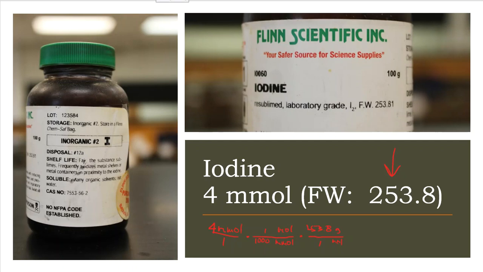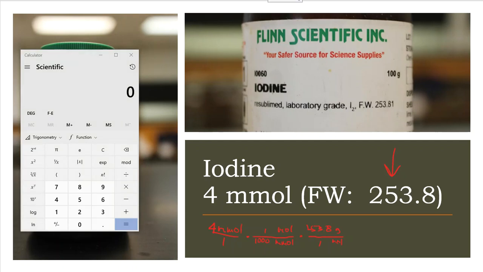Now, let's do the calculation. I've brought my calculator up, and I'm going to take 4, divide by 1, 4. Then I'm going to multiply by 1 in the next step, still the same number. Then I'm going to divide by 1,000, and then multiply by 253.8, and then divide by 1, still the same number. What you will often see with these calculations with me is that I leave the 1s off. So, 4 divided by 1,000 times 253.8.